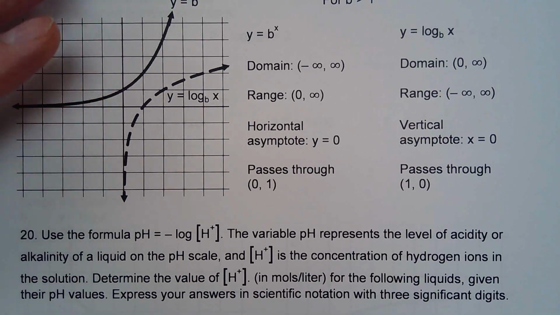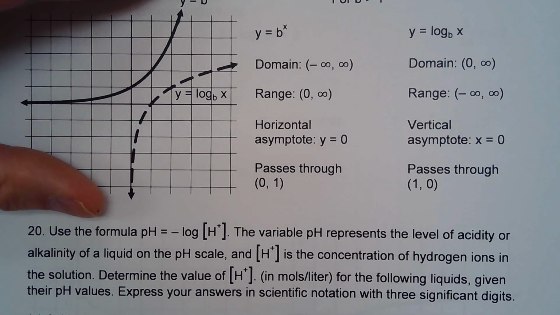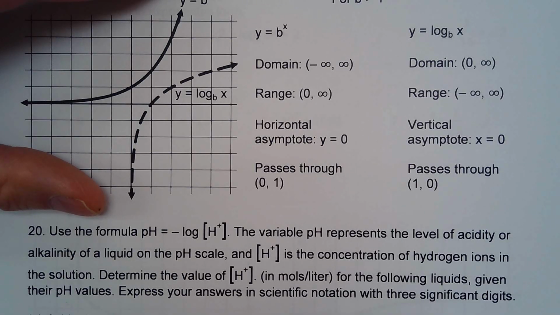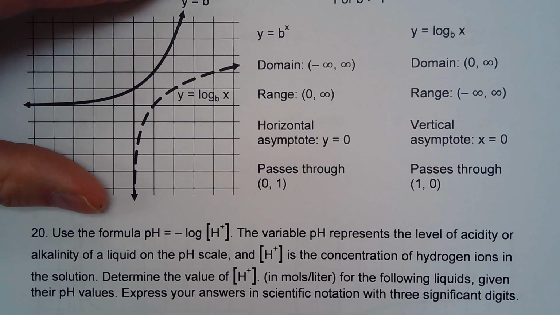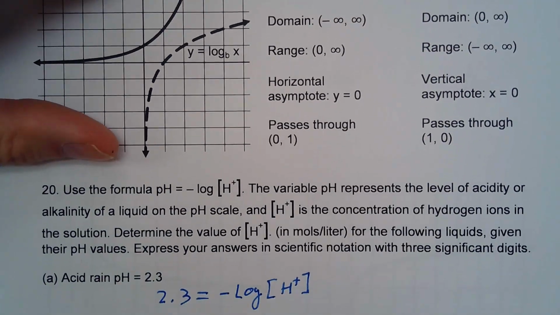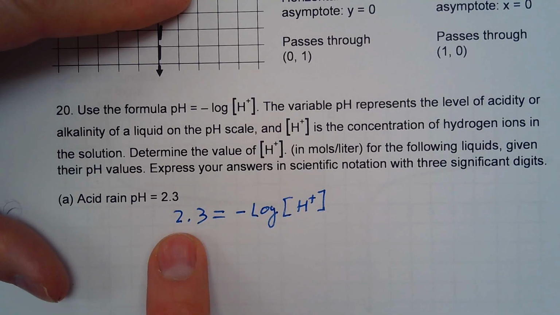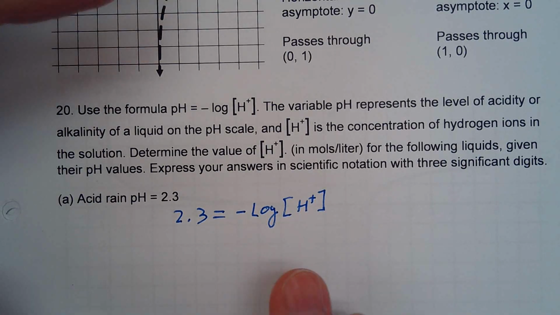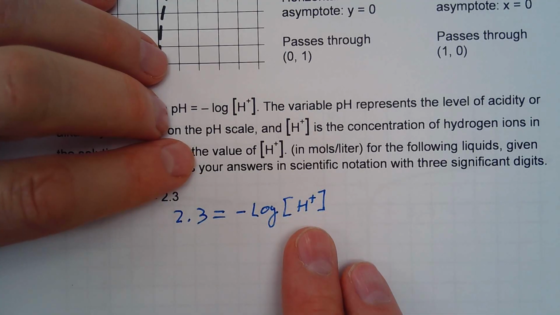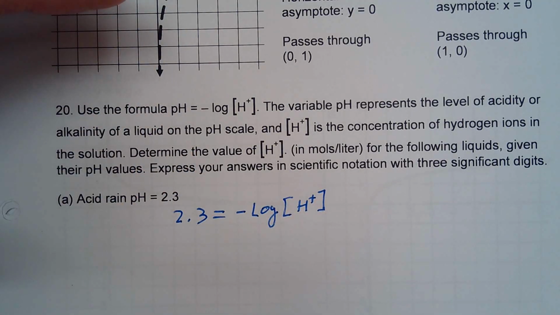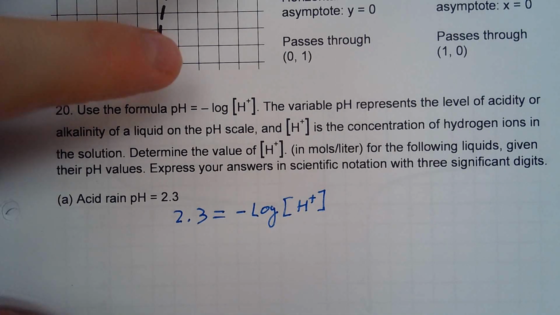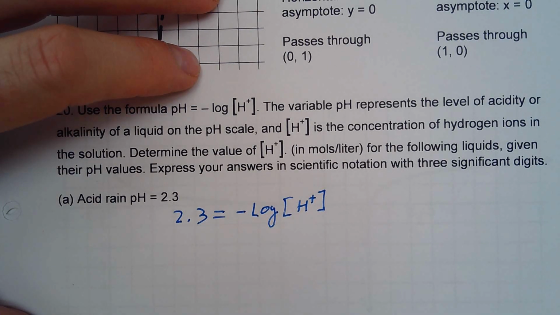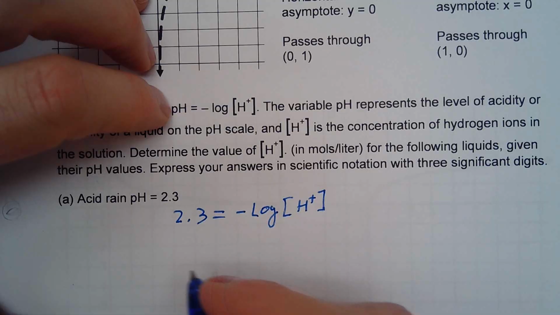Okay, so we're trying to do this. They give us the pH. So we're going to set that log equal to that positive 2.3. Now, in order to be able to figure out the argument I'm going to have to rewrite this in exponential form. Before I do that, I need to have the log by itself. So I'm going to divide both sides by -1.